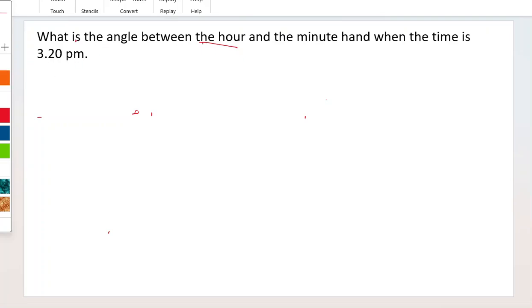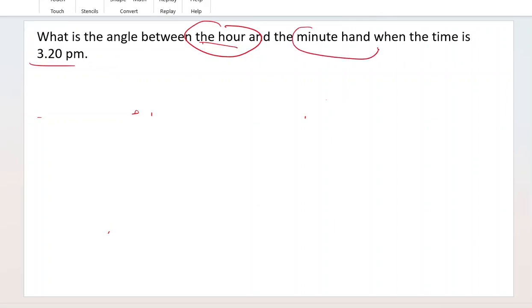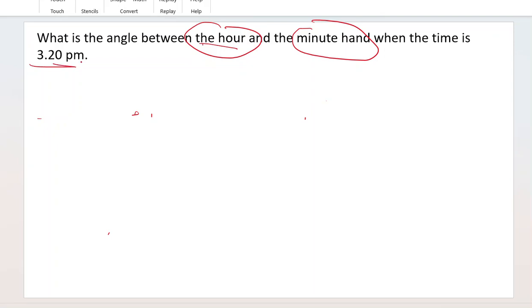The first problem is asking: what is the angle between the hour and the minute hand when the time is 3:20 p.m.? For that I have to find the angle of the hour hand at this time, then also find the angle of the minute hand at this time, and subtract the two to get the answer. So I start with the hour hand. Now remember one thing: for the hour hand there are two contributions. The hour hand moves because of the hours, and also because of the minutes.